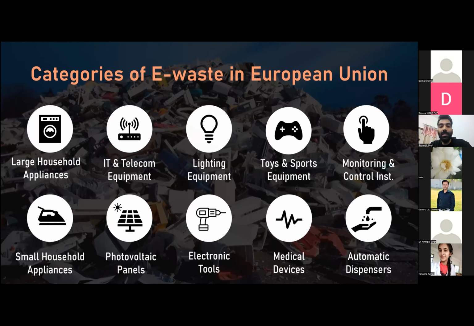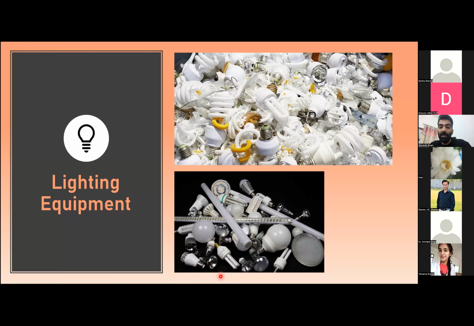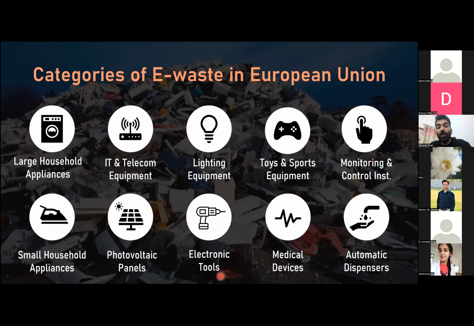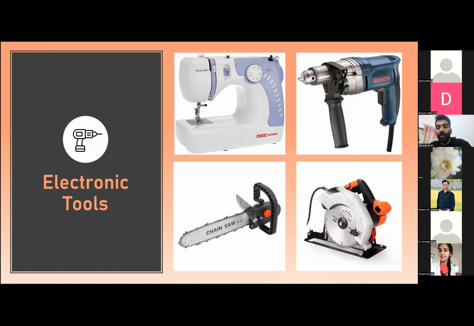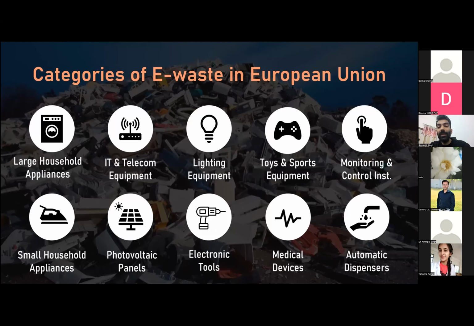Lighting equipment, obviously it's self-explanatory. Lamps, tubes, bulbs, anything related to lighting comes under this category. Then electronic tools, this consists of drills, sewing machines, chainsaws. So all of them come under electronic tools. So they basically categorize them in a very good way, so they can be disposed of in a good way also.